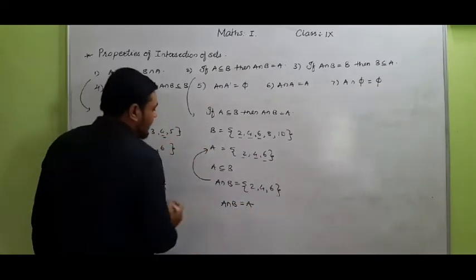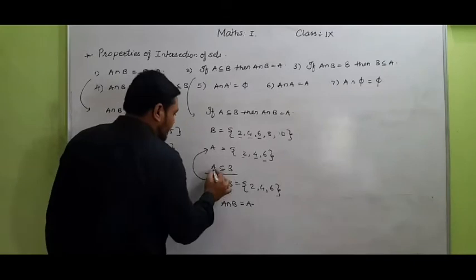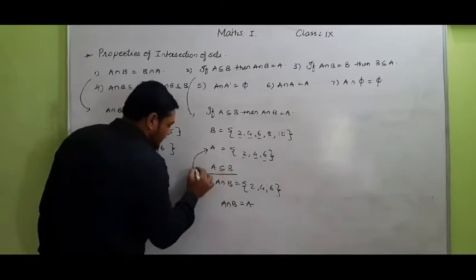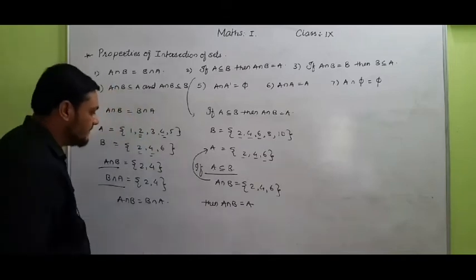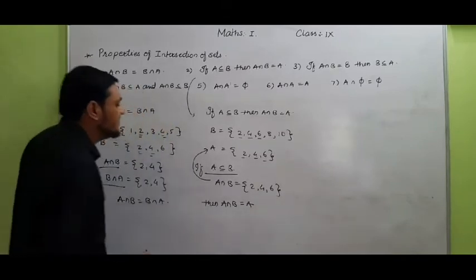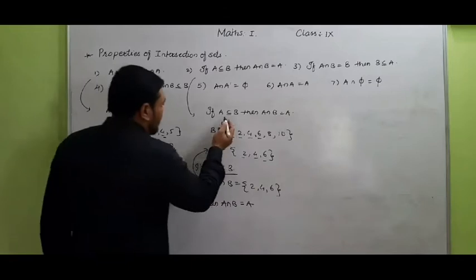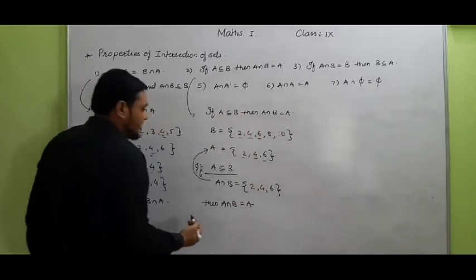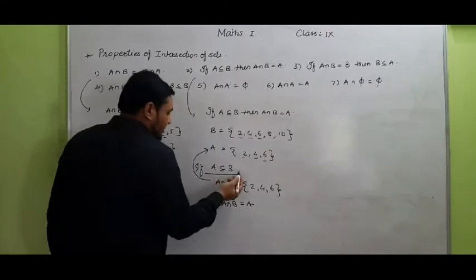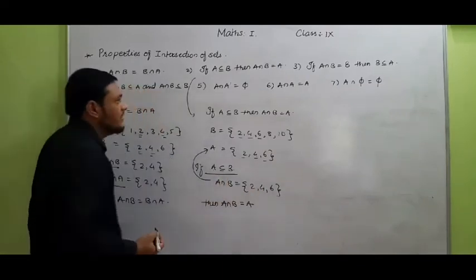This will happen if A is a subset of B. So if A is a subset of B, then this is the 'if' part and this is the 'then' part. So if A is a subset of B, then A intersection B is equal to A.